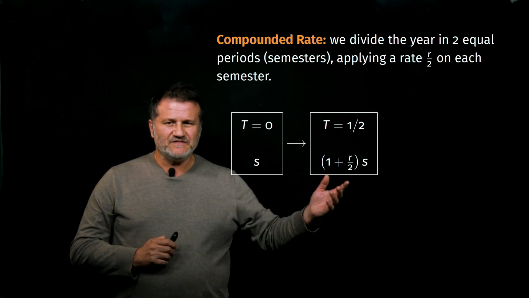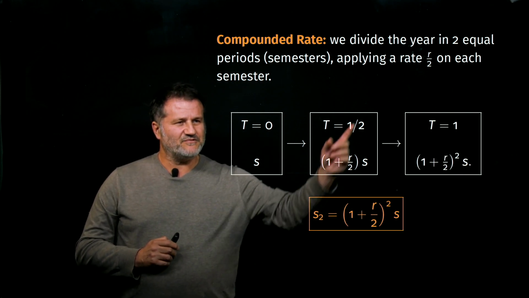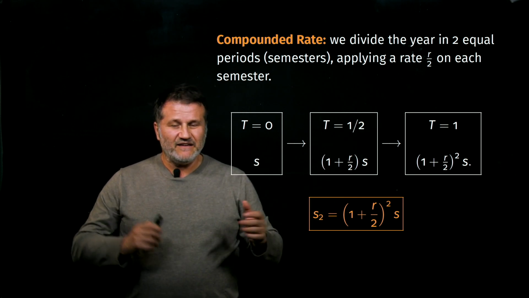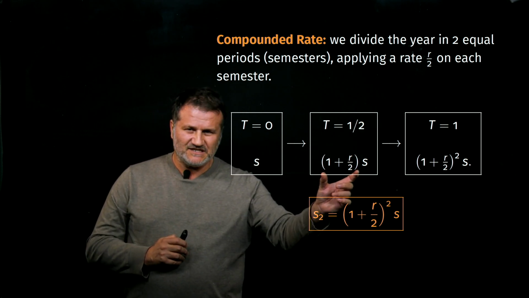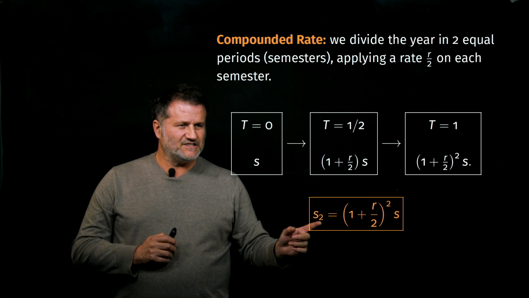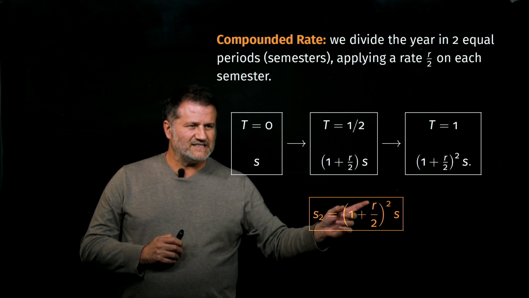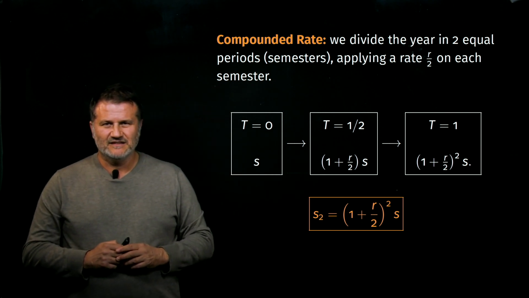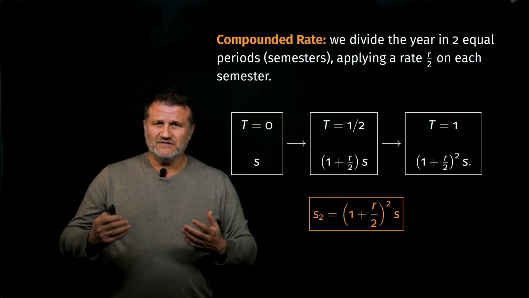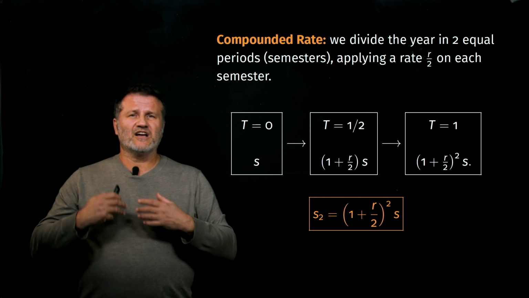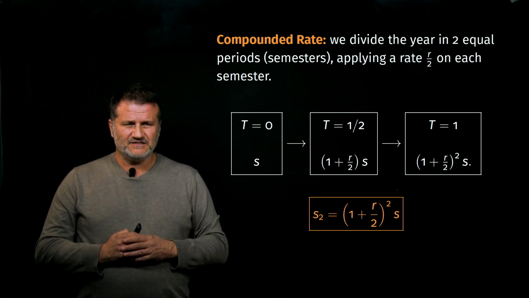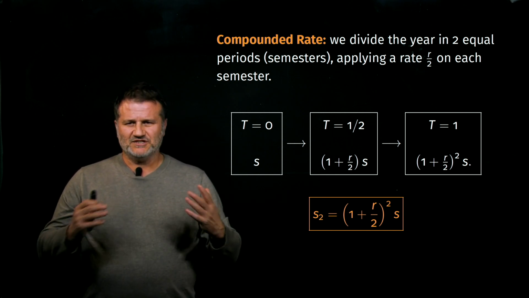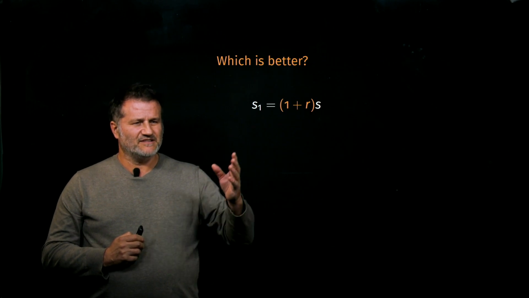After another period of 6 months, the bank pays again the rate R half. So we will have 1 plus the rate times this sum. And this makes S2 equal 1 plus R over 2 squared times S. This way of computing interest rates is called compounding interest rates. Now, a natural question arises.